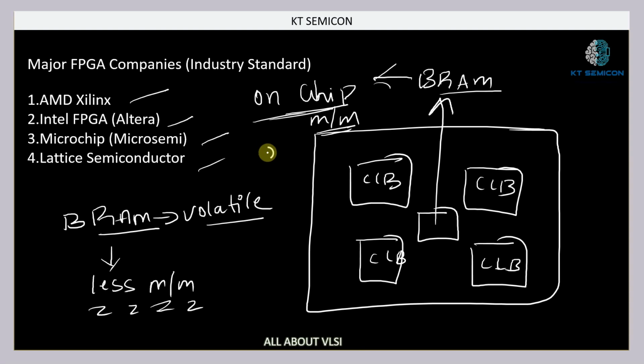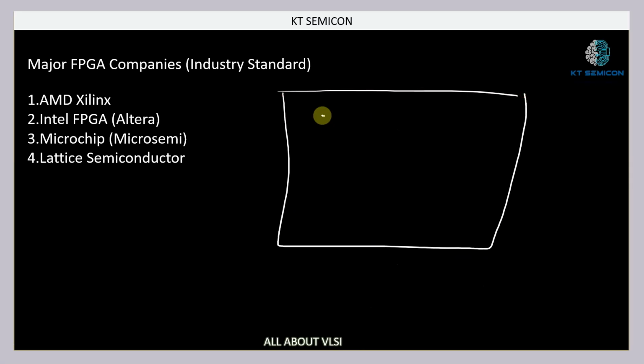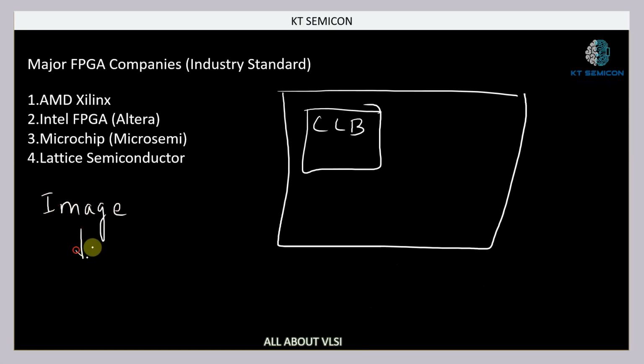Let's say I'm working with some image processing project, right? And I have written some code, and that code has been written into the CLBs. Whatever image you take will be converted into binary format. Let's say you want to perform image processing techniques like erosion, binary to gray, color to gray, or gray to color.